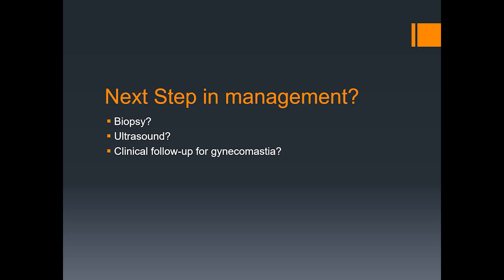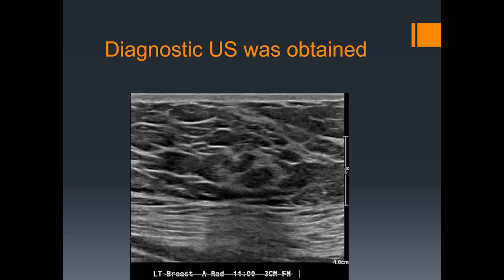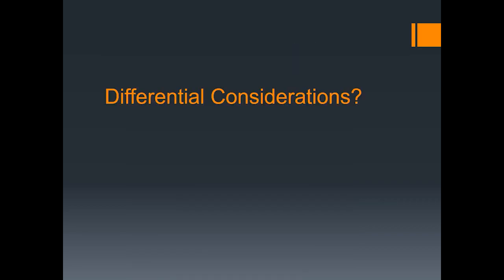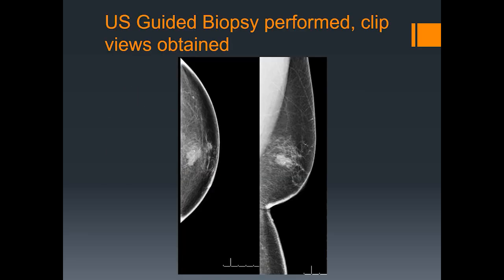In this case, based on the findings themselves and the location of the findings, an ultrasound was obtained. As you can see, there is a chest wall, subcutaneous elements, and normal skin with a subtle hypoechoic finding at this location, which was concordant in location, size, and imaging characteristics from the diagnostic mammography. Differential considerations include the above. An ultrasound guided biopsy was performed and marker clip placement views were obtained showing the clip inside the lesion.